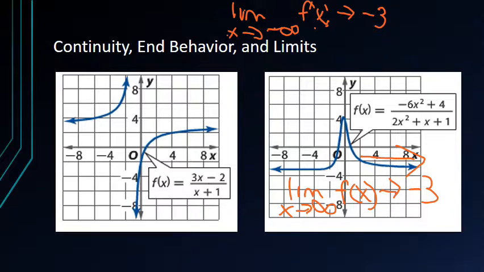So here were two examples where the limit of f of x was not approaching either positive infinity or negative infinity, but was in fact approaching a specific value. There you go. We'll do some more practice.